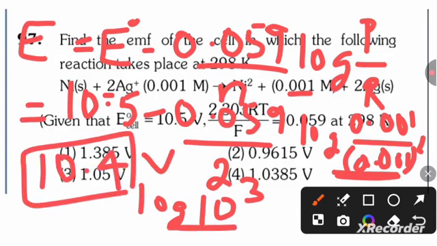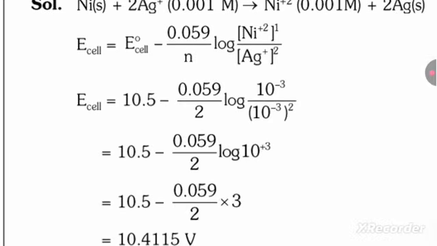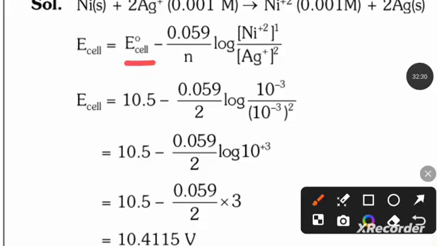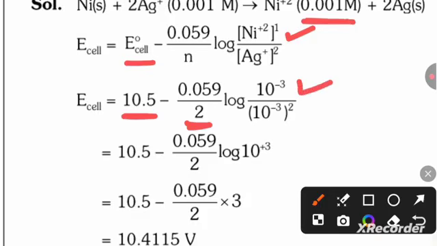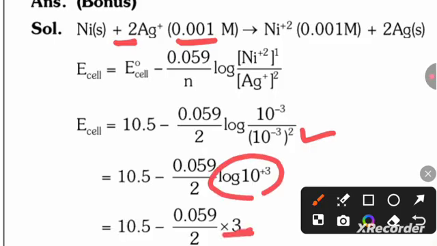But in the options, no correct value has been given. So you can see here, by substituting the values, E0 value has been given 10.5, number of electrons is 2, concentration of Ni2+ is 10 to the power of minus 3, that is 0.001, and concentration of silver ion is 0.001, that is 2 times. When you calculate, you will get log 10 to the power of 3, and log 10 to the power of 3 value is 3. After calculating, you will get 10.4 volts.